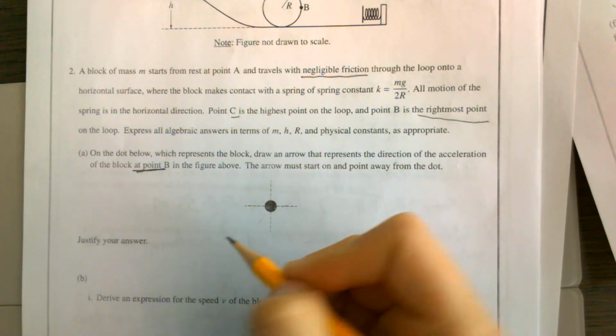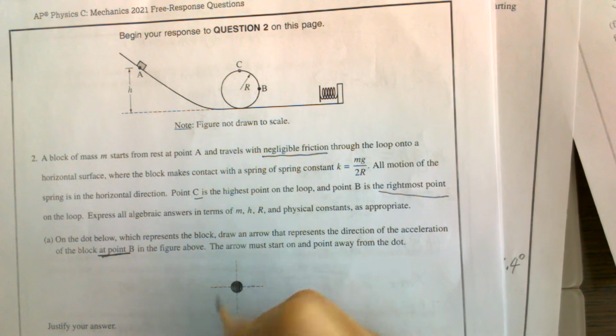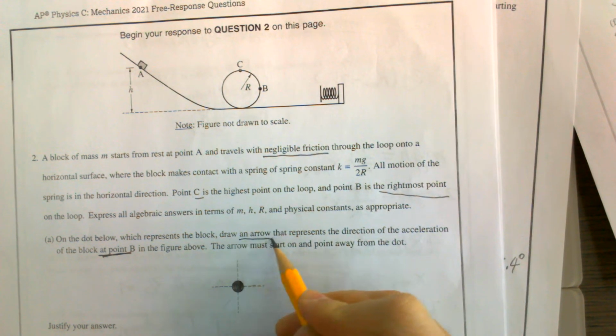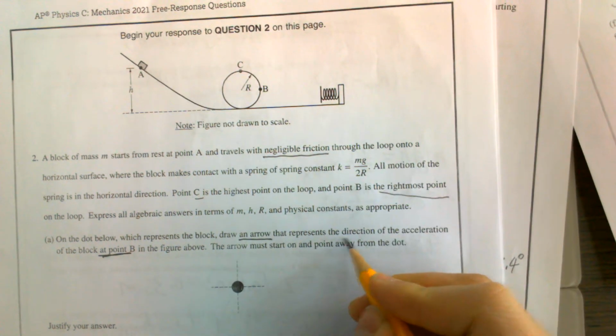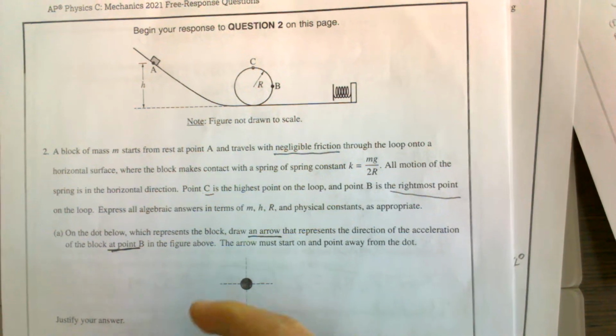Basically, it asks us to draw the free body diagram at point B. So, wait a second, it's not a free body diagram. We just draw an arrow showing the direction of the acceleration. So we just need to show the direction of acceleration by one arrow.